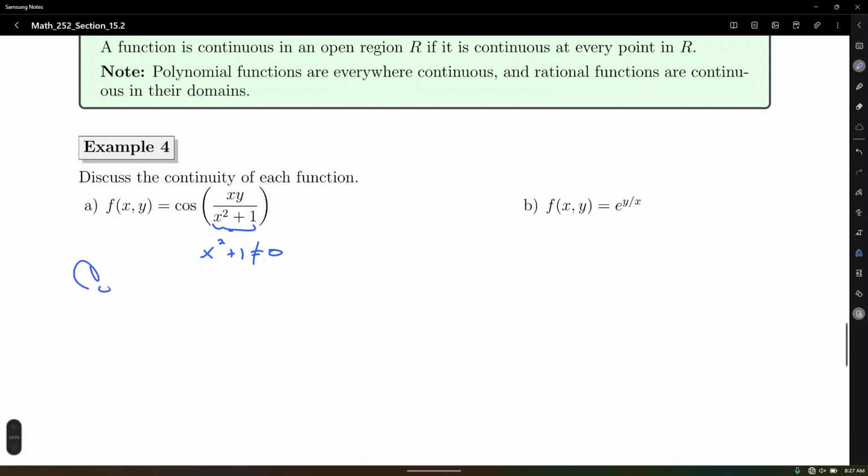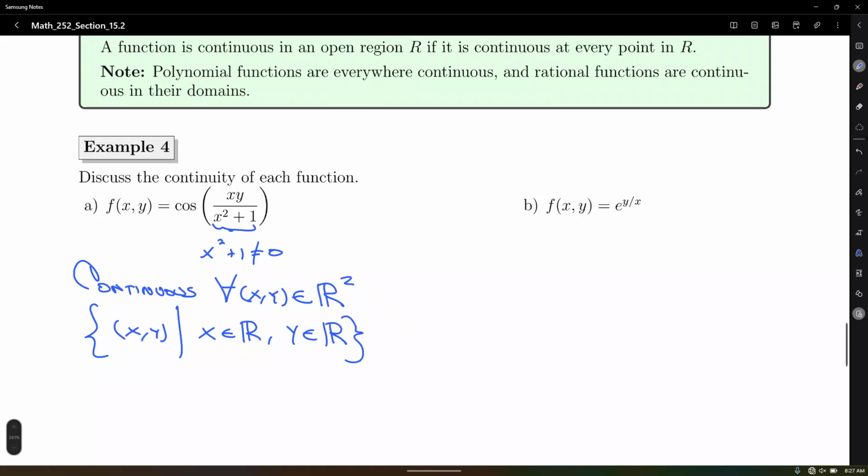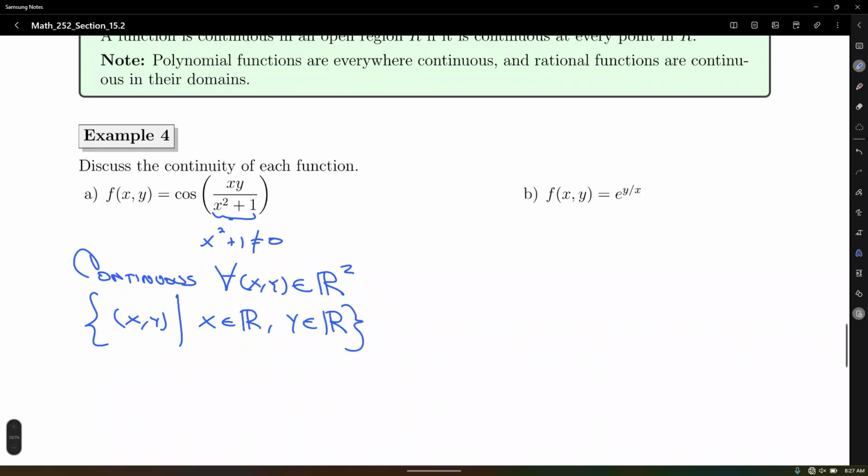So that means it's continuous for all ordered pairs x, y that are in R2. That is, rather than for all x in the reals and for all y in the reals, we can combine it into one single expression: for all ordered pairs in R2. If you want to use the domain notation, all x, y such that x is in the reals and y is in the reals as well. So that is where the function is continuous, essentially its domain.